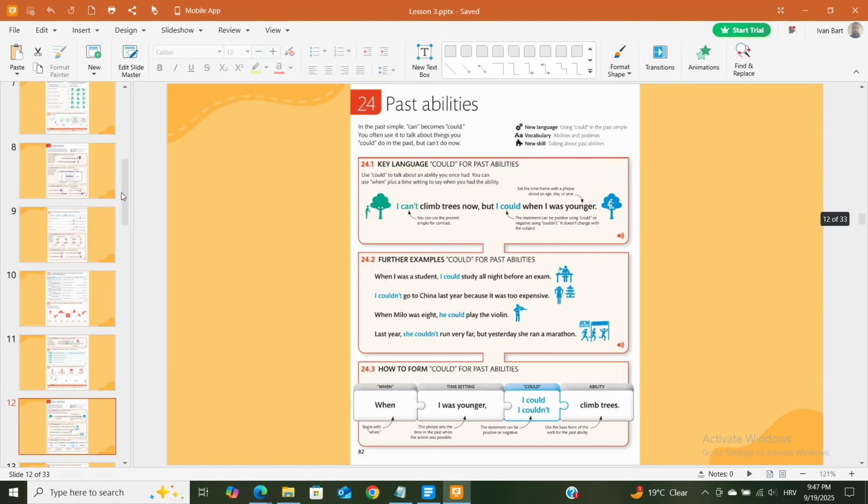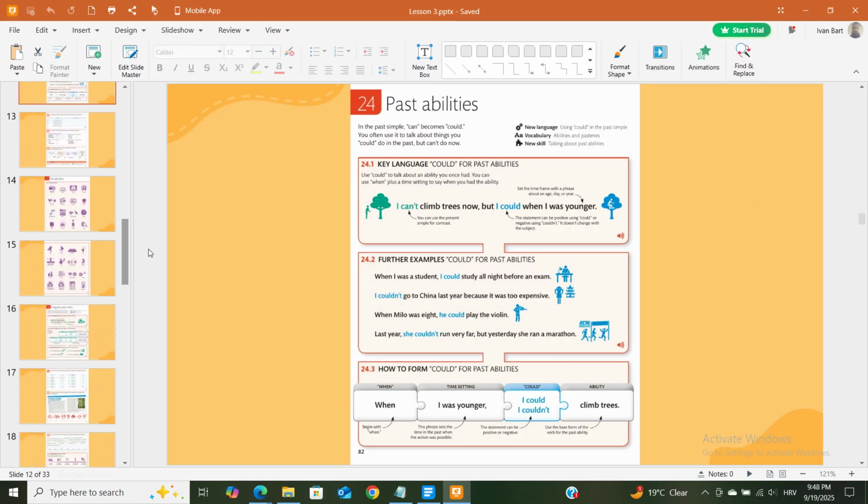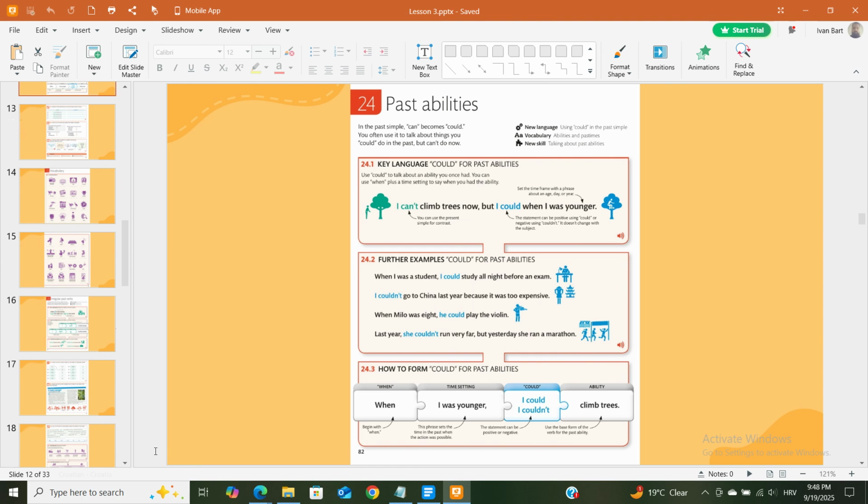24 Past abilities. In the past simple, can becomes could. You often use it to talk about things you could do in the past, but can't do now. New language: using could in the past simple are vocabulary, abilities and pastimes. 24.1 Key language: could for past abilities. Use could to talk about an ability you once had. You can use when plus a time setting to say when you had the ability. Set the time frame with a phrase about an age, day, or year.